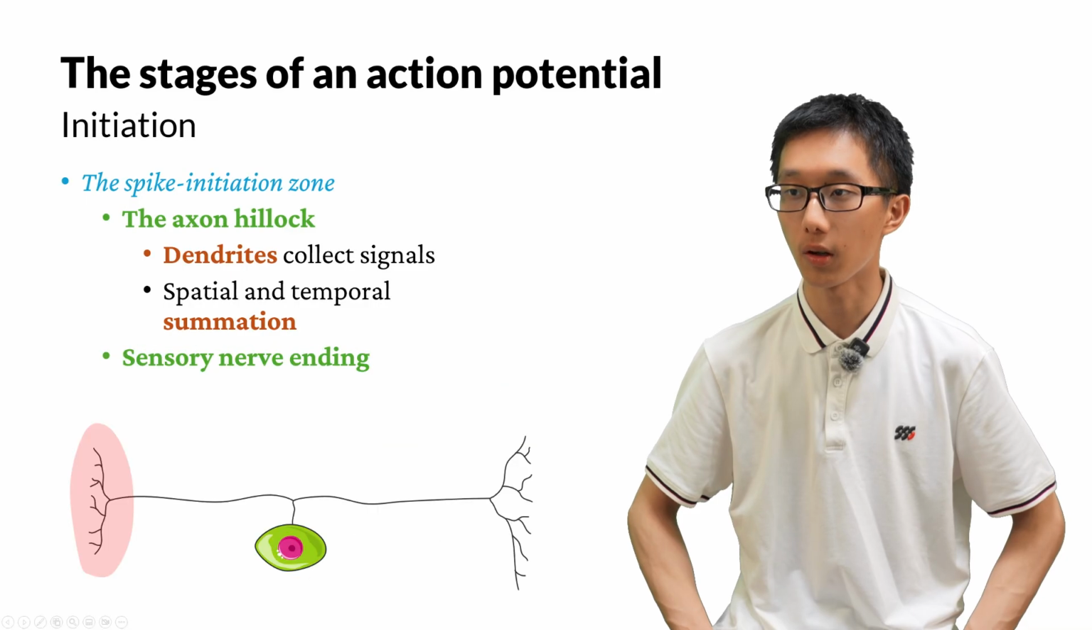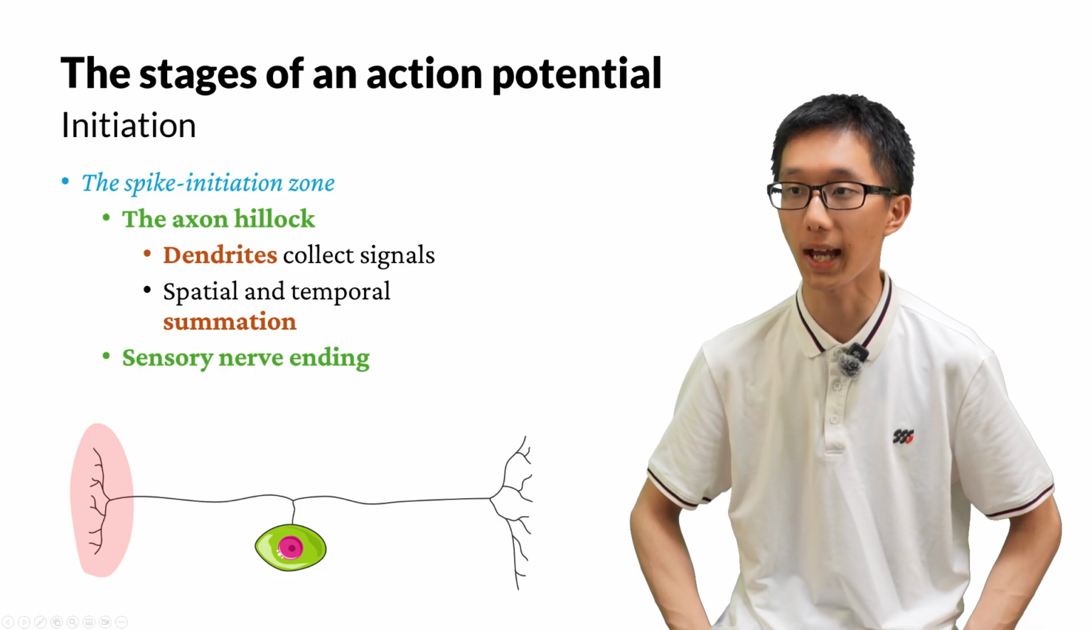In sensory neurons, however, the action potentials can be initiated at sensory nerve endings. These are endings that are very rich in certain types of gated ion channels or other proteins. For example, pressure-gated ion channels are located at the end of some somatosensory neurons, neurons that sense touch. If it is touched, then the sensory nerve ending will initiate the spike, and that passes down all the way to the terminal bouton of the axon.